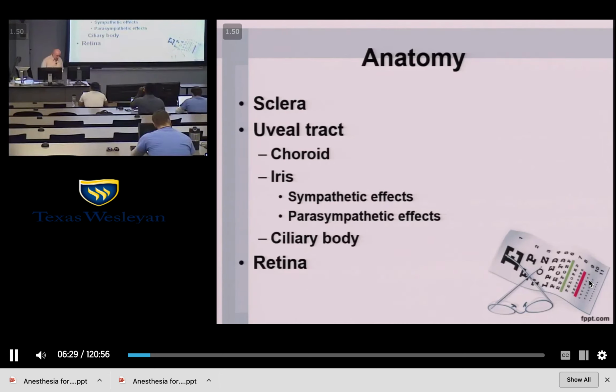So if there's a block done, or some kind of blockade at all, then we see a fixed mid-dilated pupil. The ciliary body is part of that uveal tract. That's where aqueous humor comes from. Then you know what the retina does, and the center of the eye is all filled with vitreous gel. I don't know about you, that just grosses me out. Eyes just weird me out, totally.